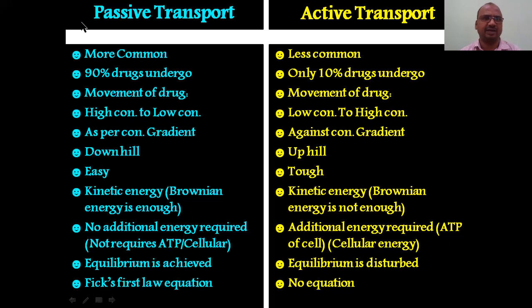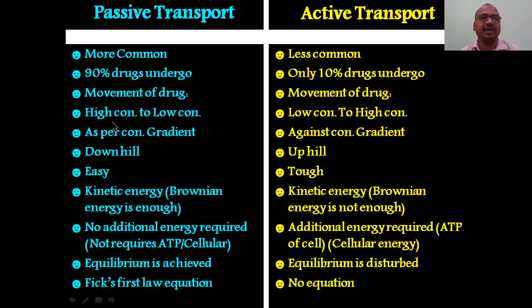Now I made this here. Passive transport, active transport. Okay, same. More common: passive transport. Okay, this is less common. Opposite words. That's it. This is more common, 90%. See here, P shape of the letter, 9. 90% of drugs undergo this. So 9 and P almost matched. Like that you can remember. 90% of drugs undergo passive transport. Here only 10% of drugs undergo.